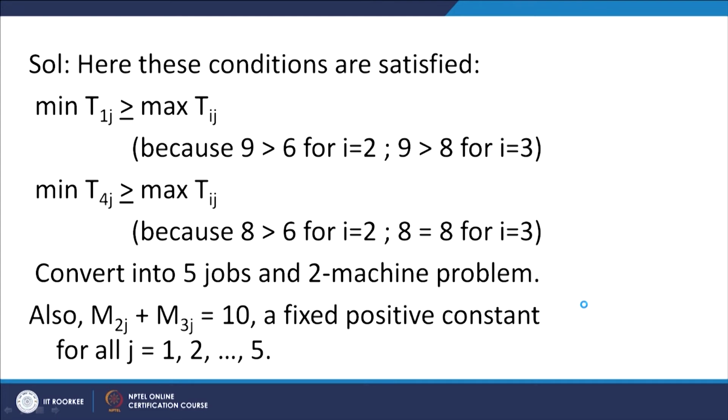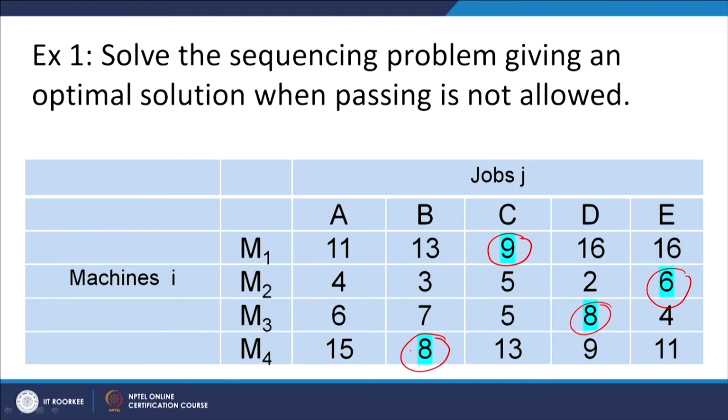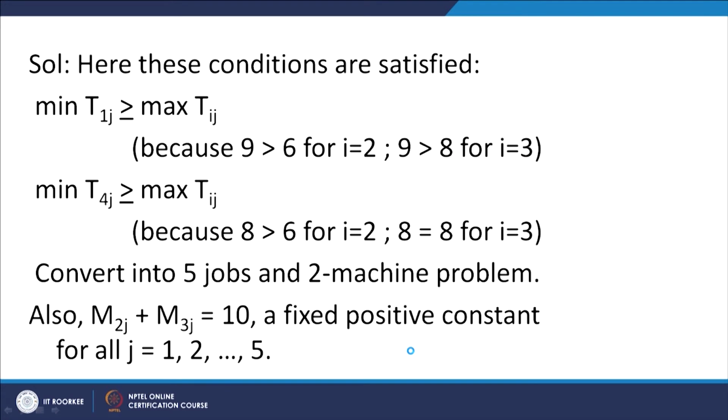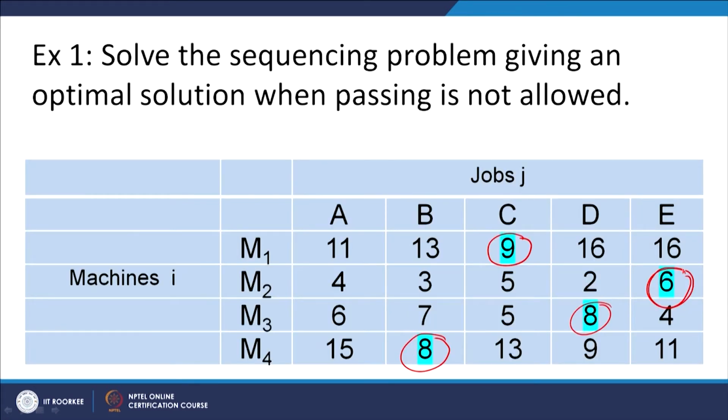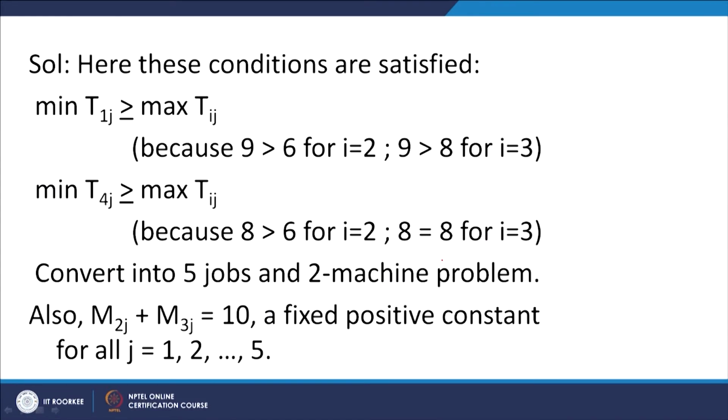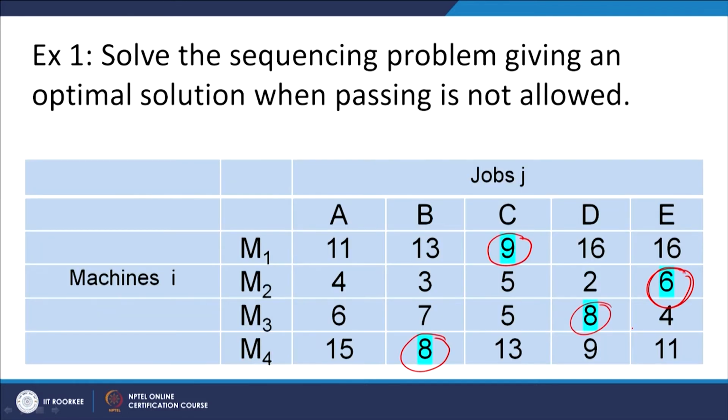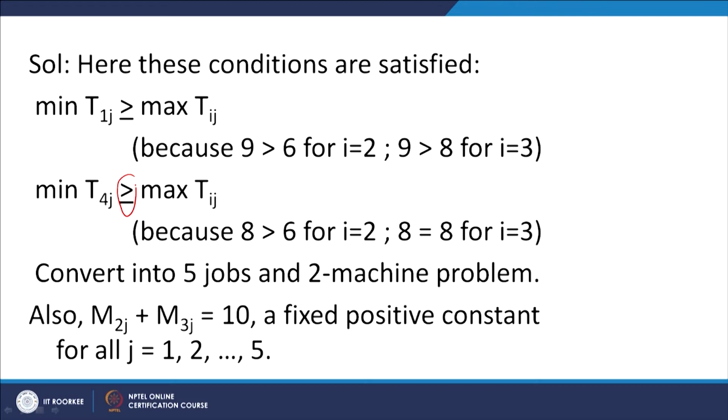Right. Then comes the second condition. Minimum of T4j is greater than or equal to maximum of Tij. Why is that so? Because minimum of T4j is 8. This is the minimum of T4j and this is greater than or equal to 6 for i equal to 2, and it is greater than or equal to 8 for i equal to 3. It is equal. So, in this case this and this are equal, but since the inequality allows greater than or equal to, both the conditions are acceptable. And since the conditions are acceptable, we can convert into the 5 jobs and 2 machine case.